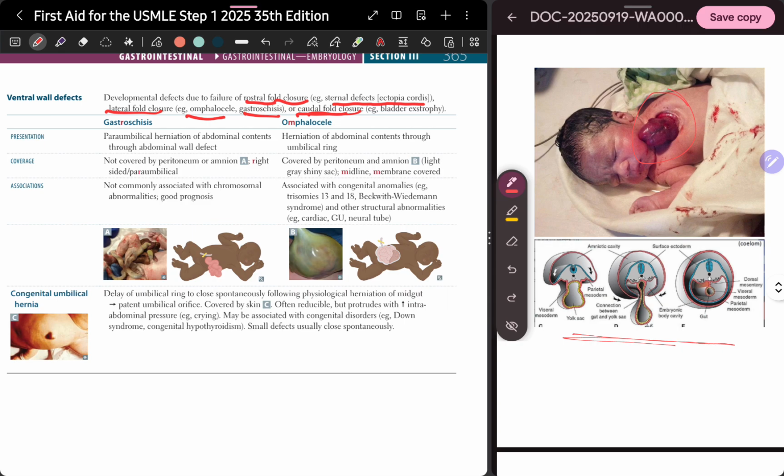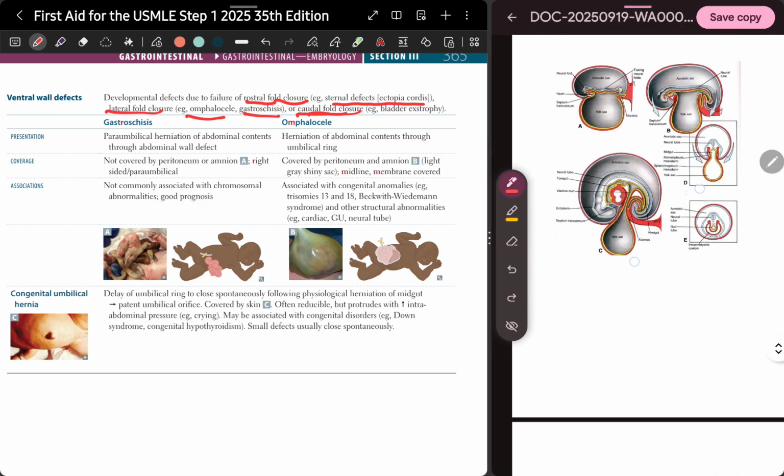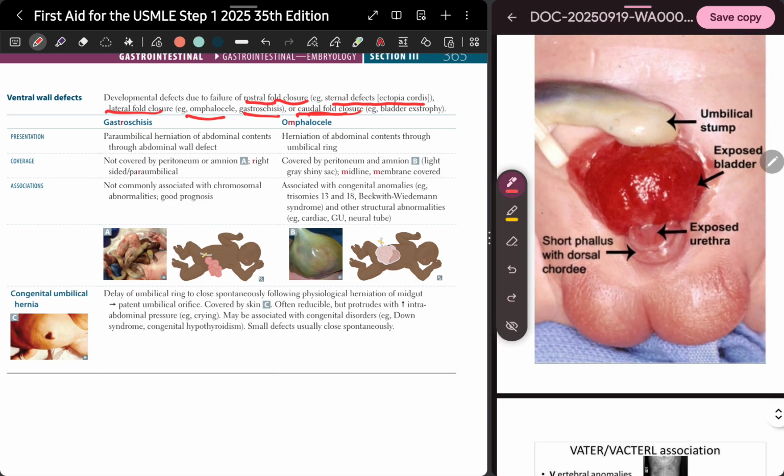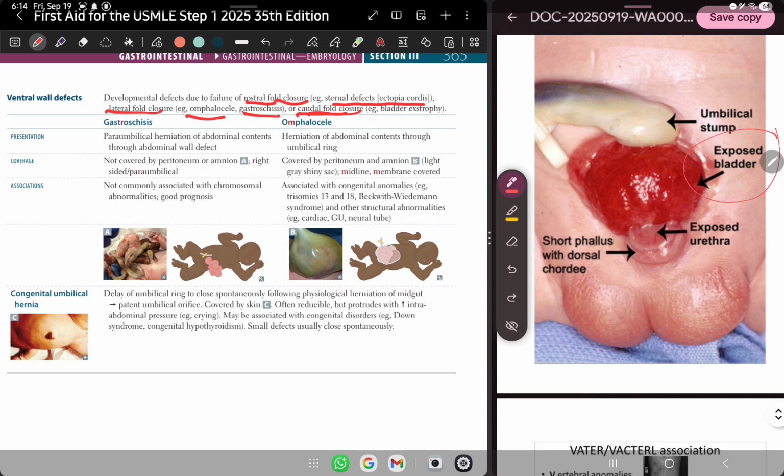So for caudal fold closure, we have the example of bladder exstrophy. So this is the picture of bladder exstrophy. You can see there is the exposed bladder over here.